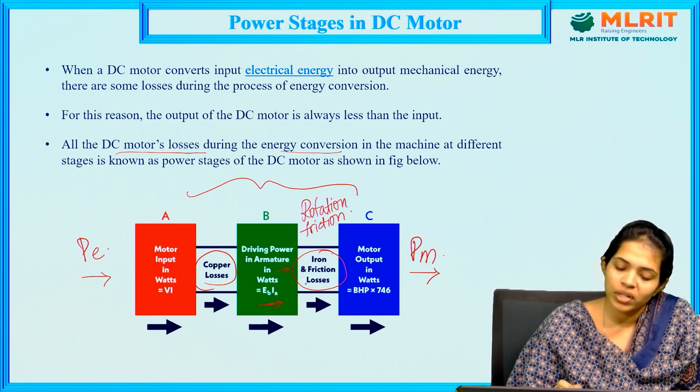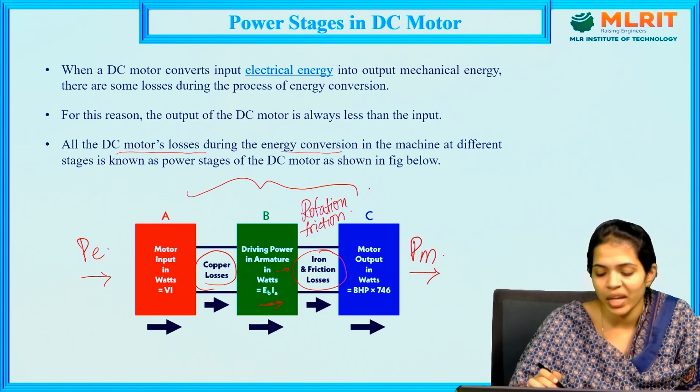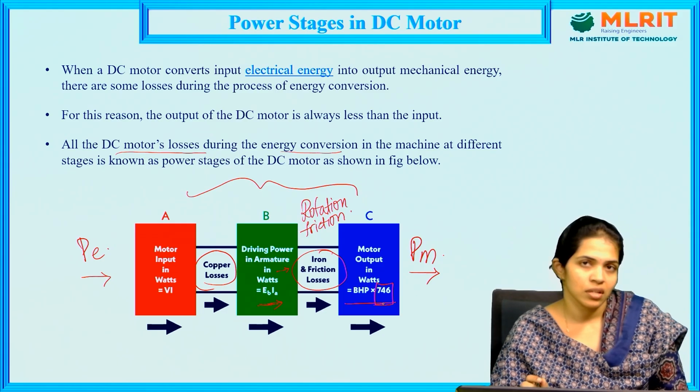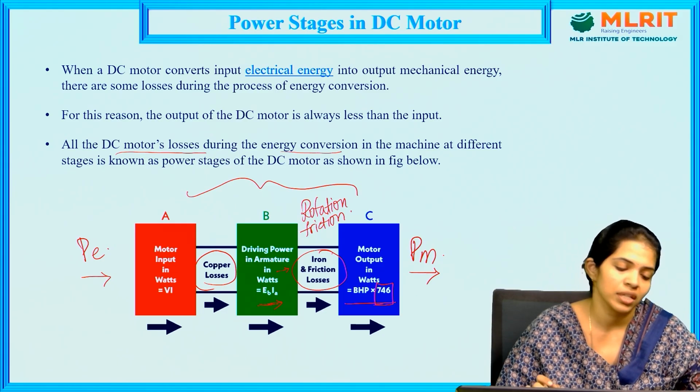The output delivered to the load will be now mechanical power in the form of horsepower. If we want to convert it into watts, we multiply it with 746. These are the different power stages in the DC motor.